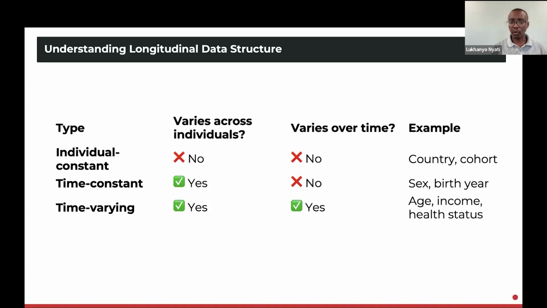And now time constant variables. So within a country, you will have variables that change between individuals, such as, for example, your sex and your year of birth, your date of birth. That will change from individual to individual. But over time, that variable does not change. You remain a male if you're male. You remain born on the date that you were born on. So that's not going to change over time.